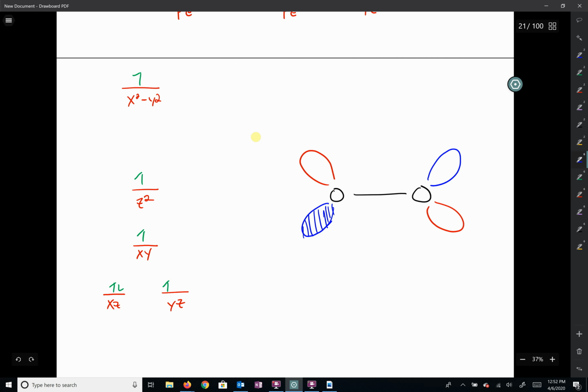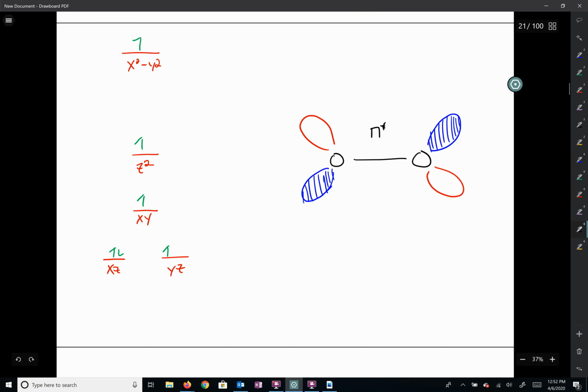I'm just going to arbitrarily shade the blue ones in and leave the red ones. So that doesn't really matter, right? So this is one of our pi star orbitals, okay? The other pi star orbital, let me try and draw this one, is going to be 90 degrees from this one. So imagine if you rotate this 90 degrees, so that the orbitals are coming into and out of the plane of the board.